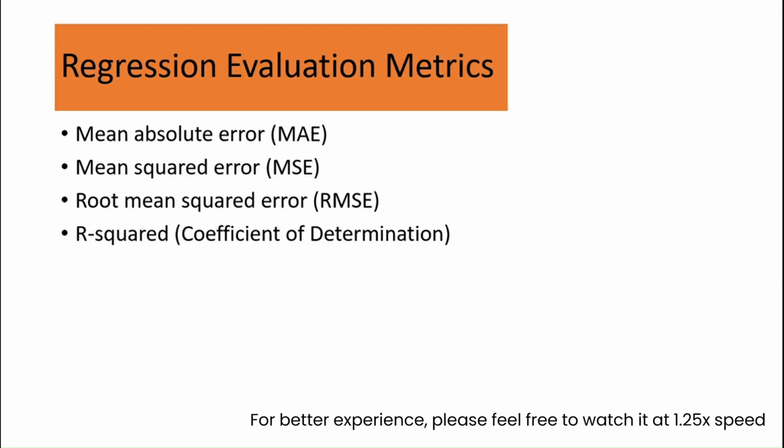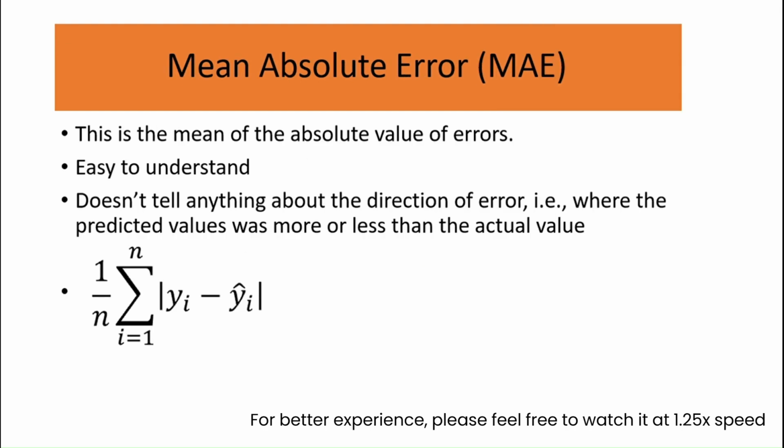So let's move on to the regression evaluation metrics. We have 4 metrics here: mean absolute error, mean squared error, root mean square error, and R square, which is the coefficient of determination. The first is mean absolute error. This is the mean of the absolute value of errors. Mean is the average, which is the sum of all values divided by the number of values. Absolute means the modulus of the value, so we turn all the negative values into positive values, and the error is the actual value minus the predicted value.